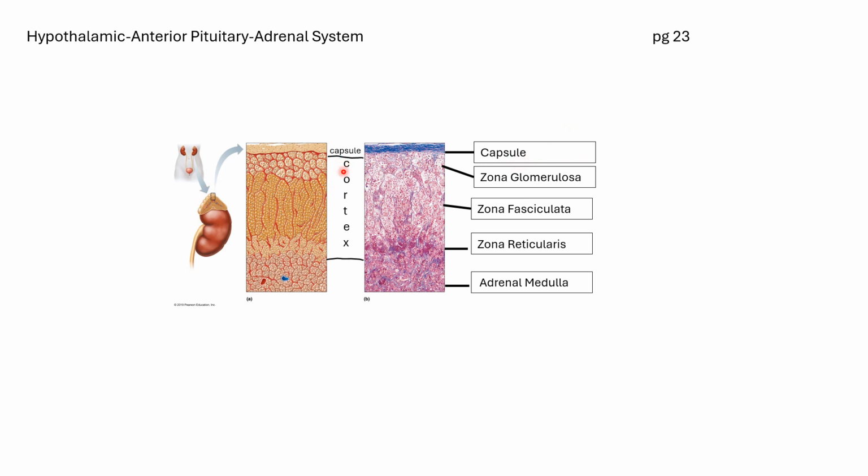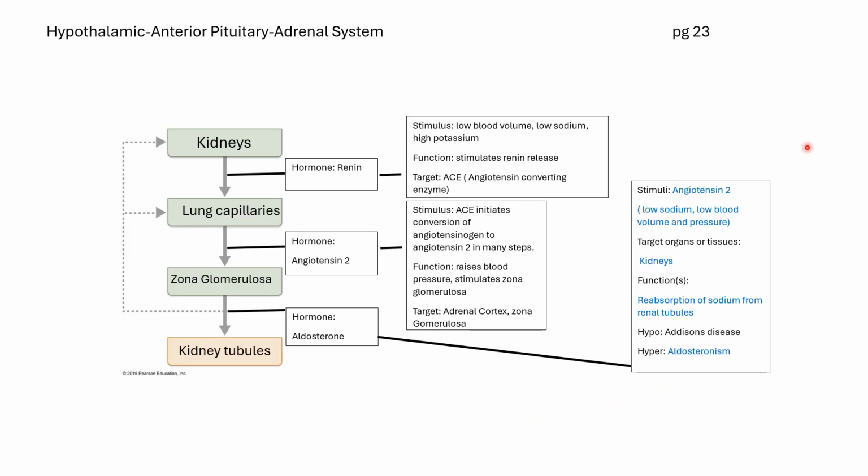Then there is cortex and there is medulla. The outer layer of the adrenal gland is known as adrenal cortex. Cortex has three layers: zona glomerulosa, zona fasciculata, and zona reticularis. Then inside the cortex there is the medulla. Now this is the hypothalamic anterior pituitary adrenal system, and we are going to discuss each zone of the cortex. The first zone of the cortex is the zona glomerulosa.